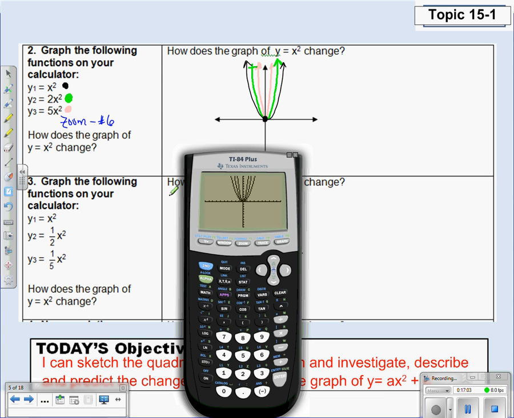So now let's talk about the observations. Notice we put a number in front of the x squared. So if I have a number in front of the x squared, and that number is greater than 1, because I went to 2 and then the 5, we notice the graph got narrower.